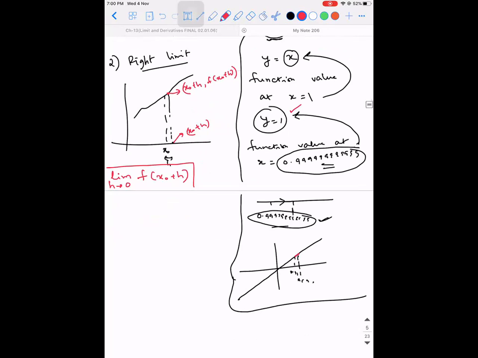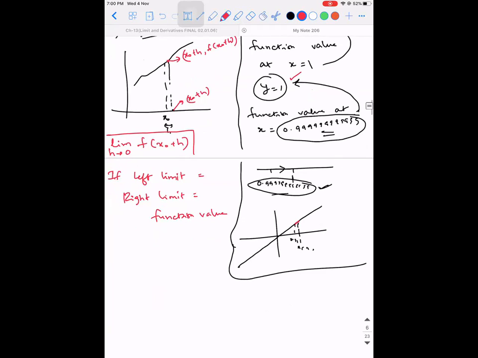So based on this, I'm going to give you some important steps. Write it down. If left limit is equal to right limit is equal to function value, then the given function is said to have its limit exist at the given point.